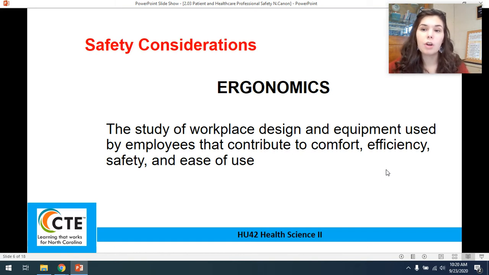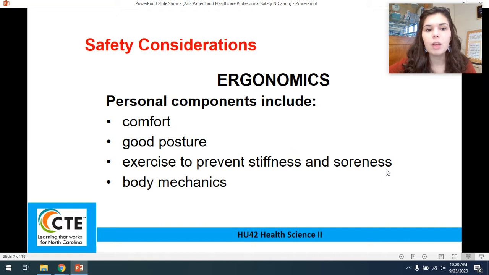For example, you may have heard of an ergonomic keyboard, which is a keyboard that's designed to help prevent your wrist from being bent all the time. You may have heard of an ergonomic chair, which is a chair that is designed to help you have better posture. So we have ergonomically designed equipment in the healthcare facility as well. Some of the personal components of ergonomics include things like making sure you're comfortable, that you have good posture, and that you are able to exercise more often to prevent stiffness and soreness, as well as, of course, making sure we're using good body mechanics.